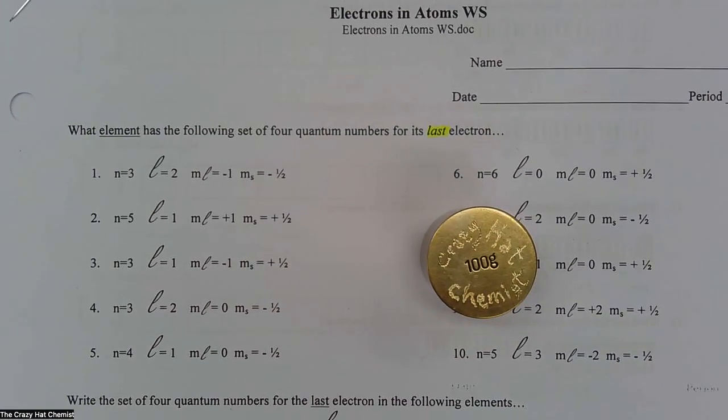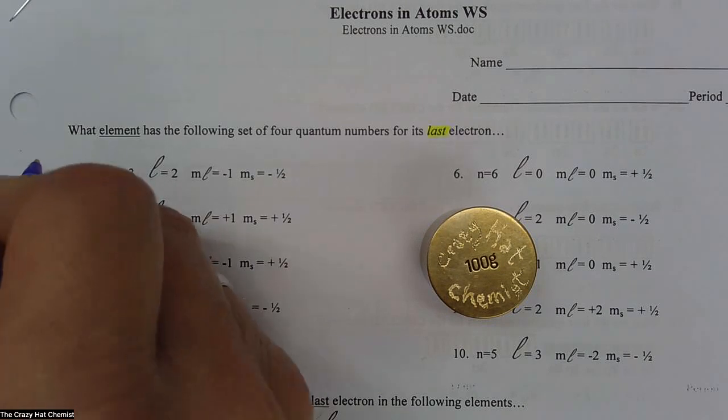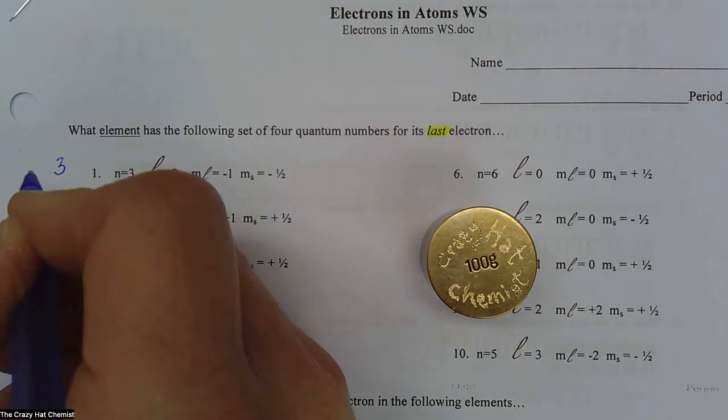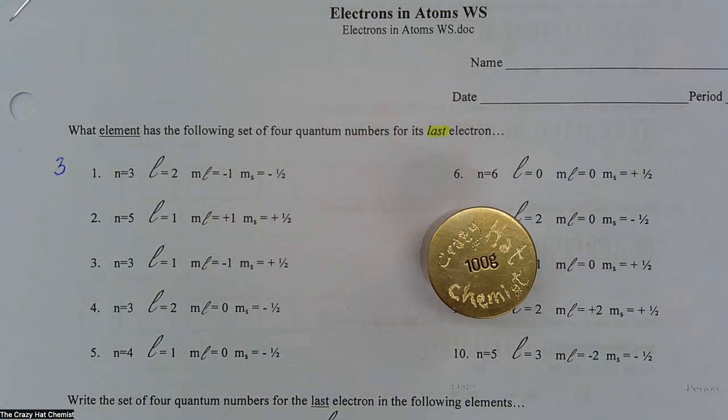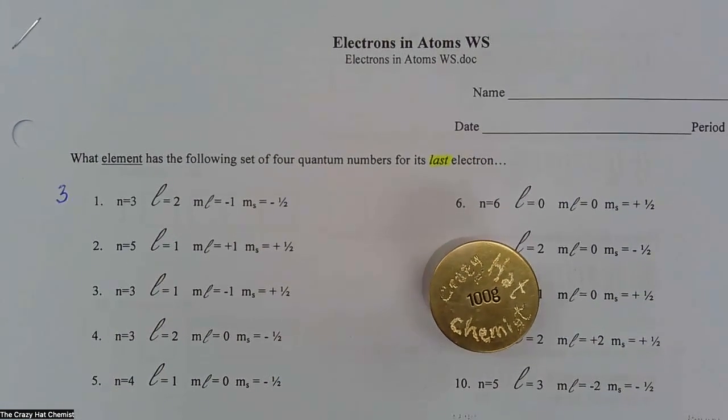So again, this is Electrons in Atoms worksheet number one. I have 10 problems of similar type. For the first problem, I have n equals 3. So what does that mean? That means I have a 3, so I'm going to put a 3 right down there. Then it says l of 2. Well, what does that mean exactly?